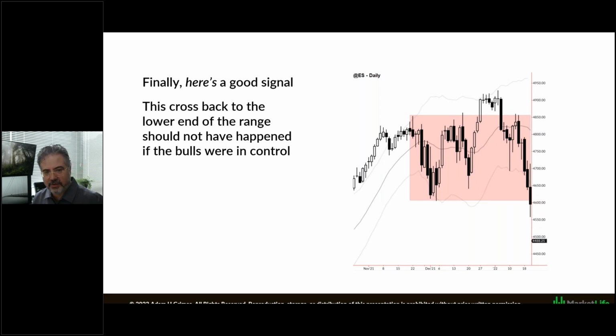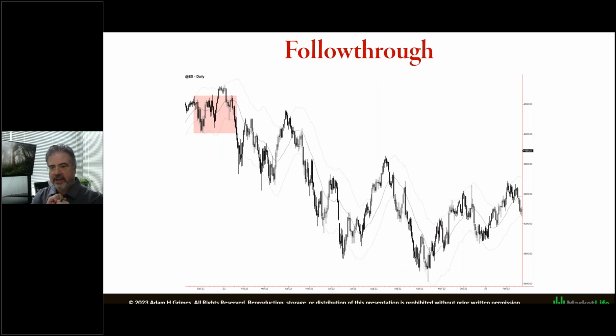Here's the good signal, is either the failure of the top or when you blast through the bottom of the range. This is clearly shifting you into bearish mode, and here's the follow through from that. So that is our little talk on the dynamics around breakouts, the reality of breakouts.